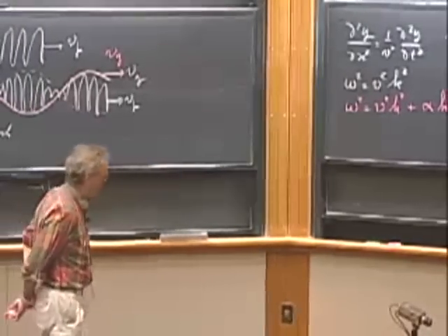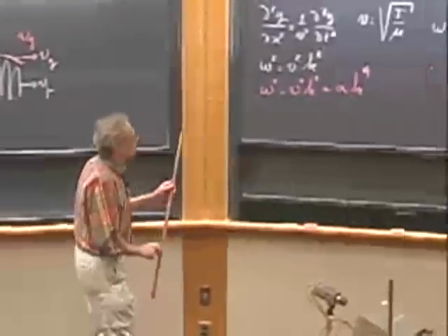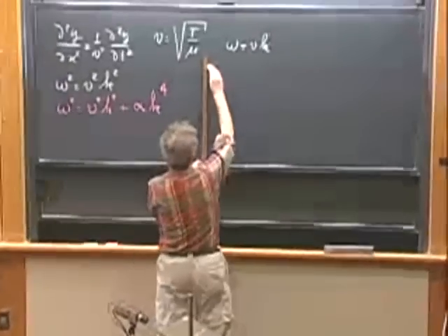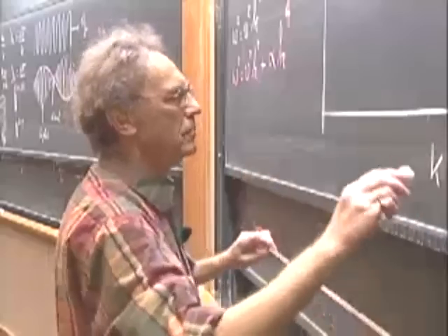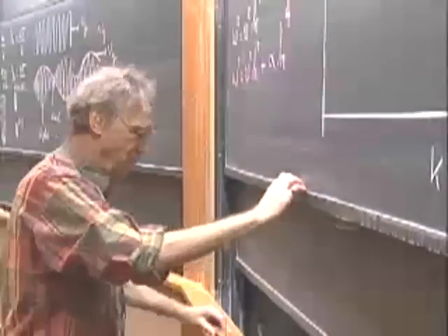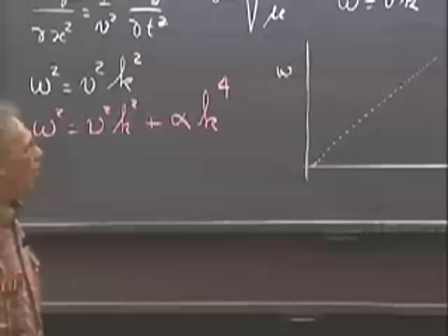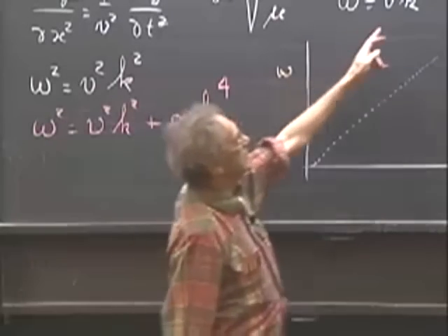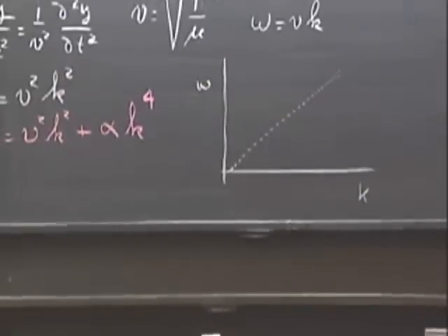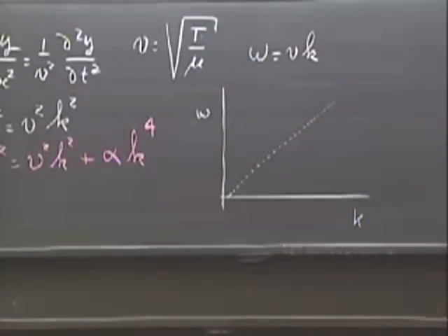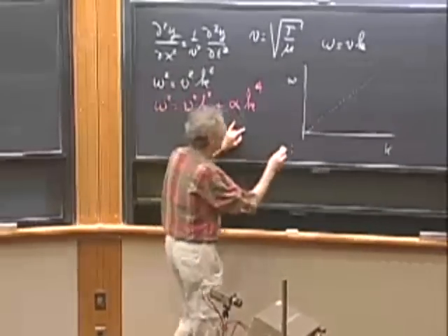I can make for you an omega-k diagram. So let's have here omega, and let's have here k. So what we had before, when we only took the tension into account, we had this. Omega is linear with k. And that slope is the phase velocity. It's also the group velocity. All wavelengths have the same speed. But now, because of this term, it's going to curve up, because alpha is positive. So now you're going to get this.